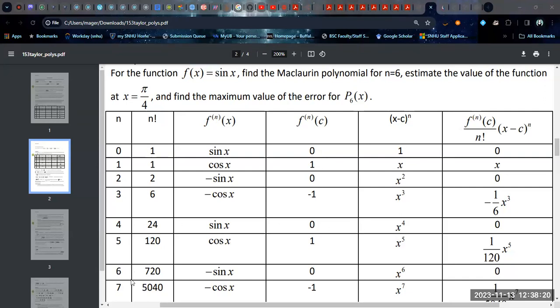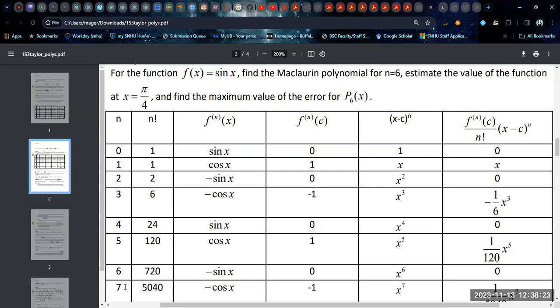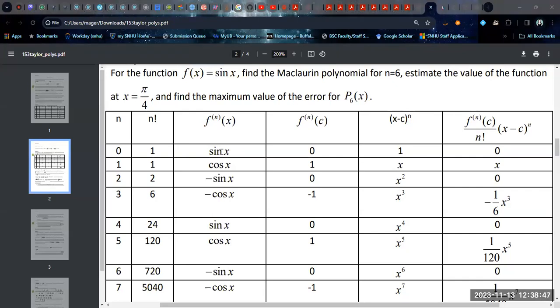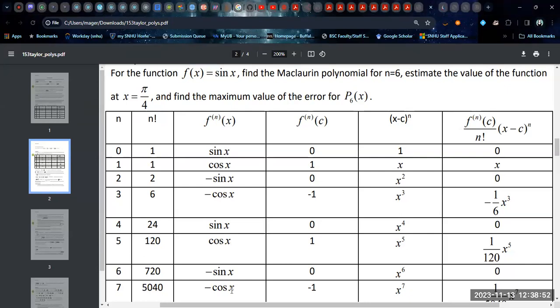So I filled out the table the same as I did the previous one. These are all my n's. And again, I went one step further in this one because we're going to estimate the value and then calculate the maximum error. So I went one further because that error term is going to depend on that next term in the sequence. These are my factorials, and then I take my derivatives. Again, the 0th derivative is the original function, and then the first derivative, the second derivative, the third derivative, and so forth. And then I evaluate it at the center.